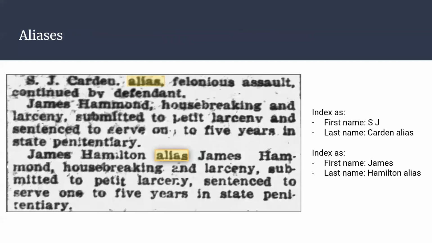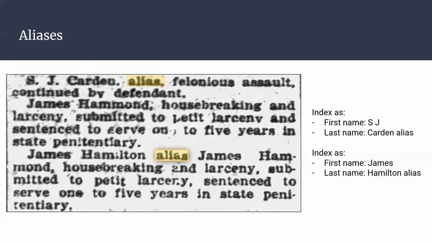Let's talk about aliases. You will see sometimes individuals have aliases next to their name. So here's a clipping where we have S.J. Cardin, alias, felonious assault, continued by defendant. And we have James Hamilton, alias James Hammond, for housebreaking and larceny. How do we index these?